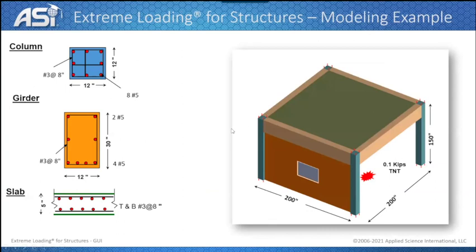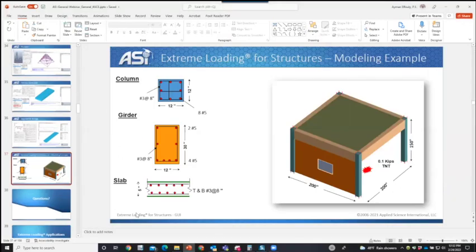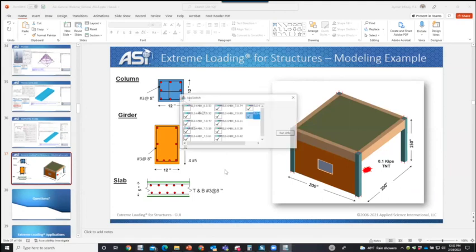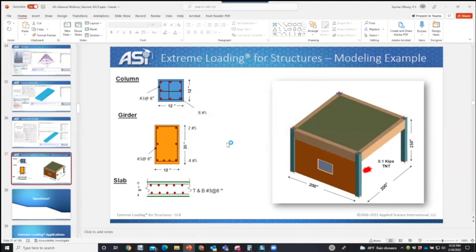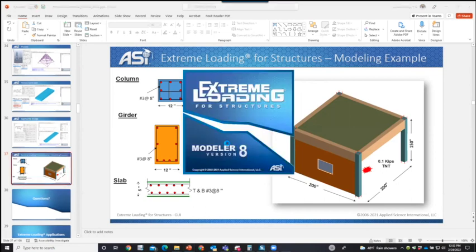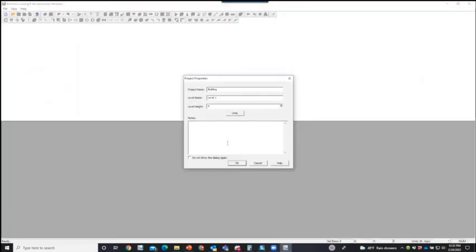I'm going to open the technology now and model this building very quickly so that you can feel how easy modeling is inside ELS. So I'm going to start building a model, just 4 columns, 4 beams, a slab, masonry wall, and a window in between. And then we are going to assign a blast load on it.